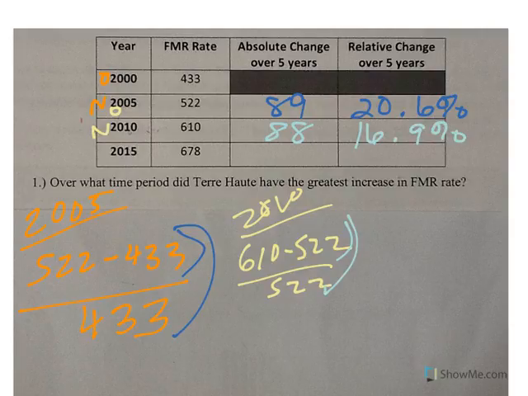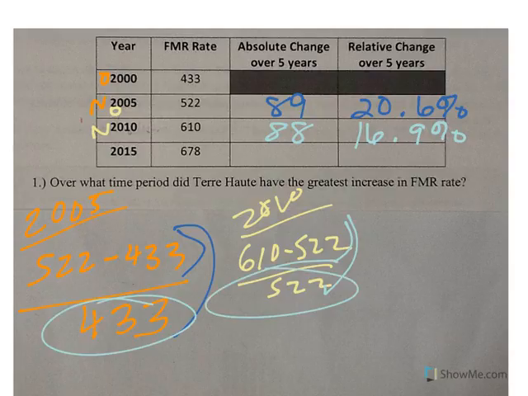And you might be thinking, wow, 89 and 88 are very close, but 20.6 and 16.9 are not. Well, that's true. Look at your denominators. You're dividing by very different numbers. And remember that your relative change is based off of that denominator.